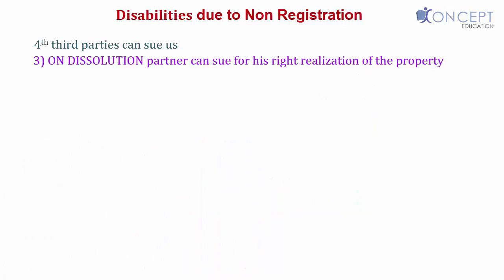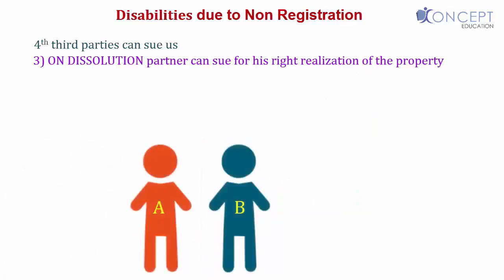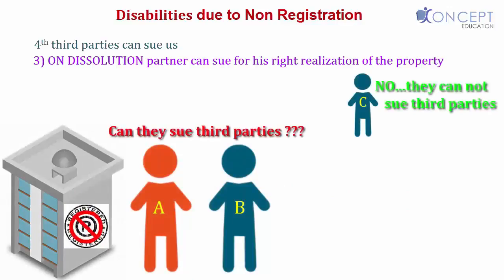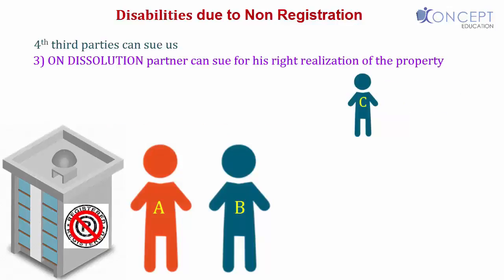So if we run through it, A and B are the partners of an unregistered firm. Can they sue third parties? No, they cannot sue third parties. What happened in the case was they gave rupees 1,000 to Mr. C. Out of that, Mr. C was able to pay 300 and the remaining 700 was still with him.